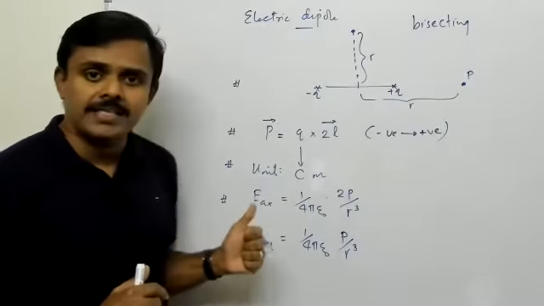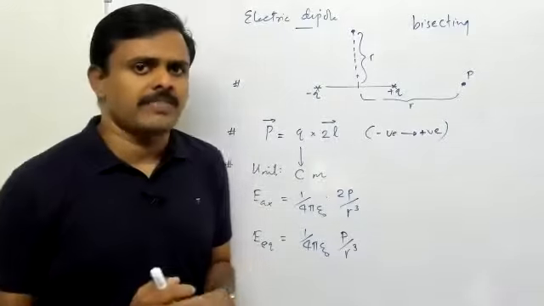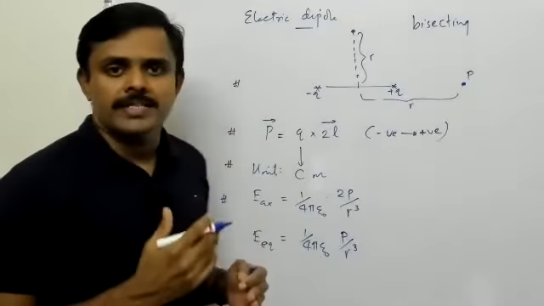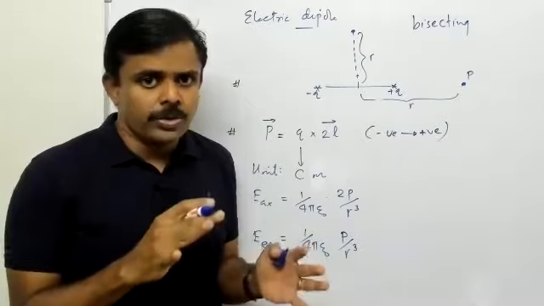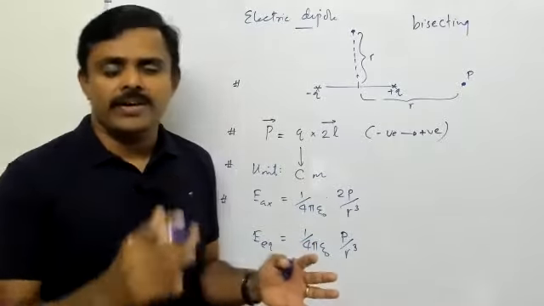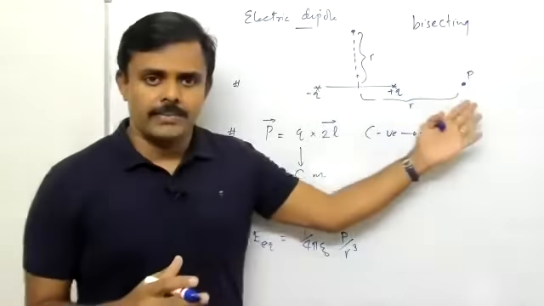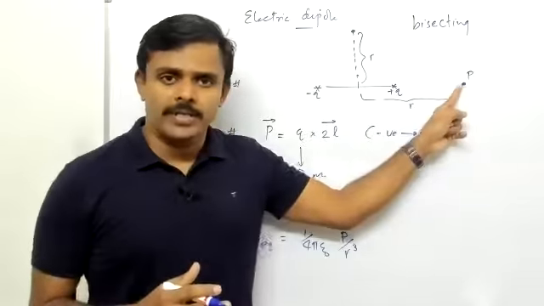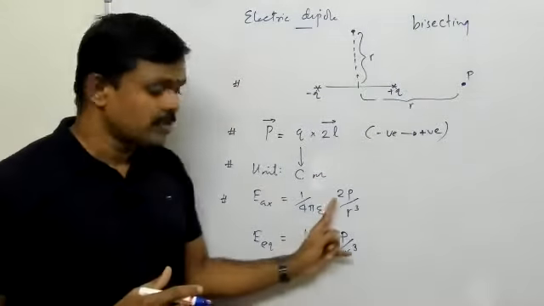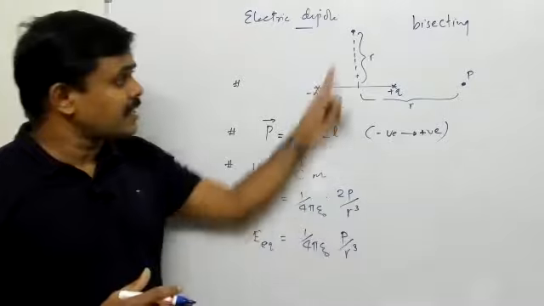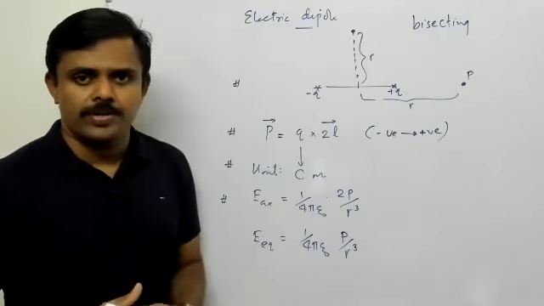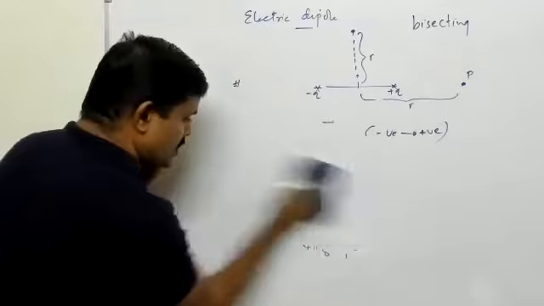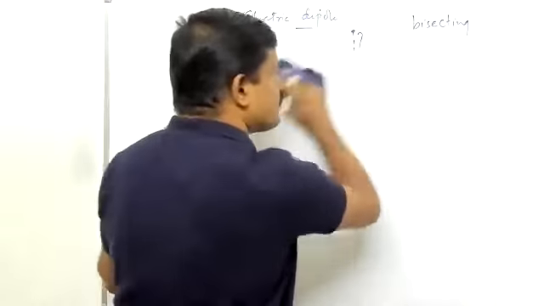And then we had axial field and equatorial field. Axial field means what? On the axis at a distance of r, what is the electric field strength? I haven't told you about electric field strength yet, but you have seen this in school, so you have an idea. Electric field strength due to a dipole at an axial point is 1 by 4 pi epsilon 0, 2p over r cube. And at an equatorial point, 1 by 4 pi epsilon 0 into p over r cube. We have a couple more things here, then we'll go to the question paper.